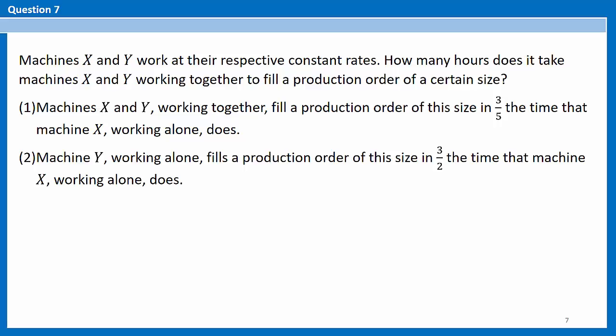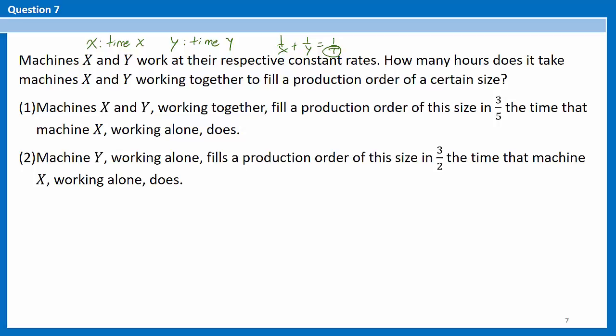Okay, machines X and Y work at their respective constant rates. How many hours does it take machines X and Y working together to fill a production order of a certain size? Let's call the time of X "time of X," and Y, let's call it "time of Y," the time for each one of those machines to do one job alone. What they're asking us to find is 1 over X plus 1 over Y equals 1 over T, this T. So I would need to know the relationship between X and Y, or rather the values.